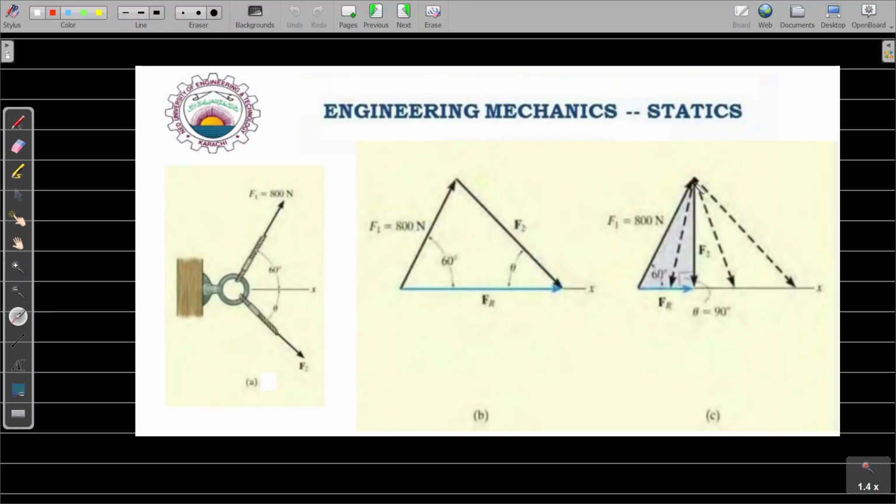If you look, this was actually our F2. In order to make F2 minimum, we have to have the magnitude of F2 be lesser. You can see this is our F2, and these are all F2s. If you look at it, these lengths are the hypotenuse length.